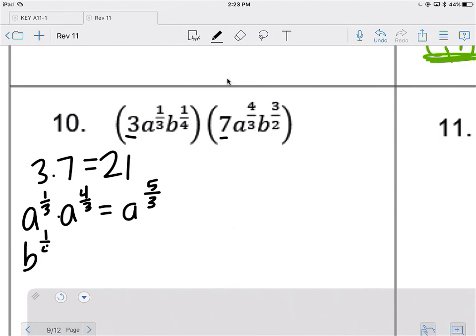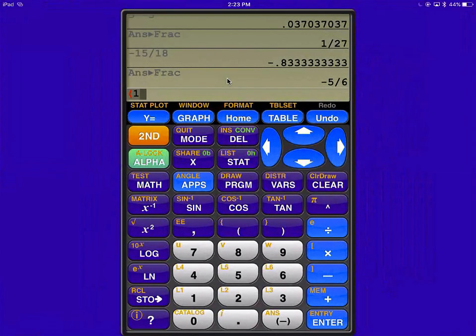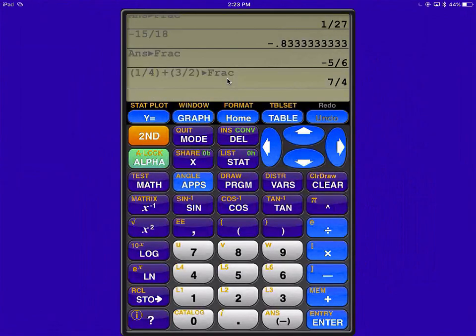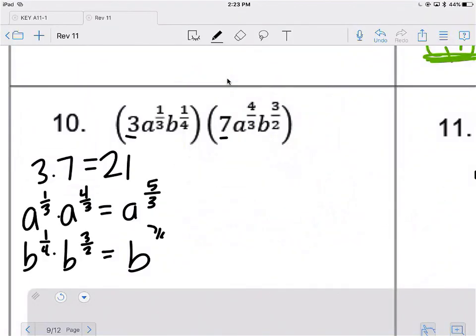B to the 1/4 times 3/2 is 1/4 plus 3/2, math, inner, 7/4. So we get 21, A to the 5/3, B to the 7/4.